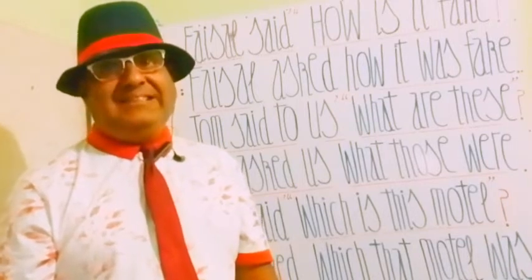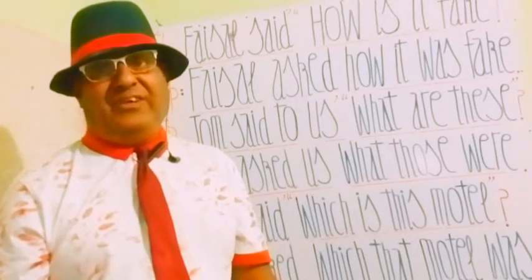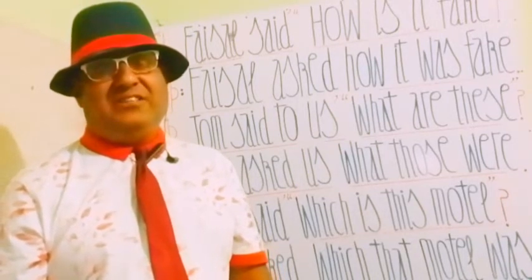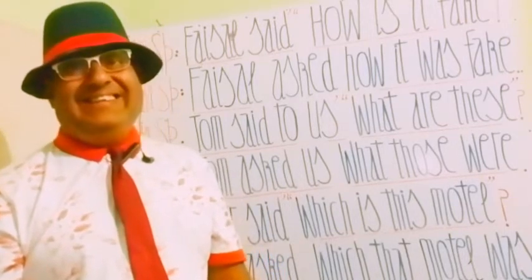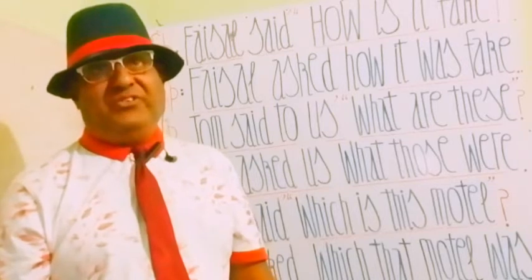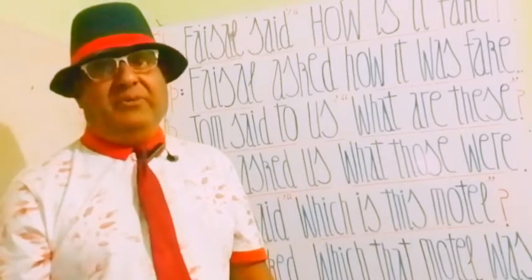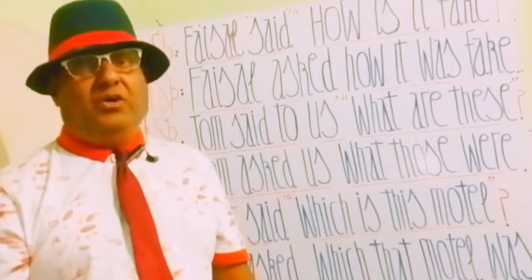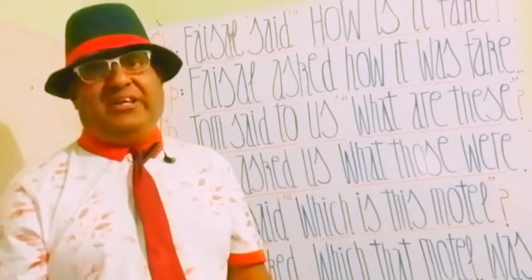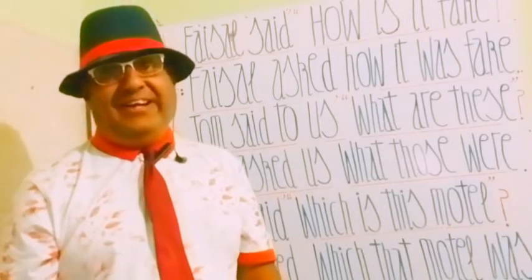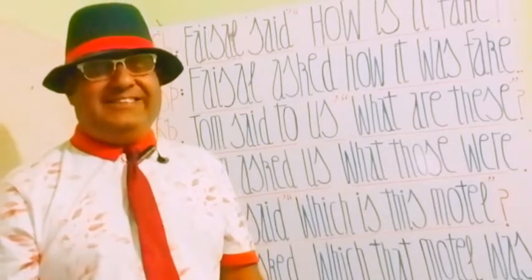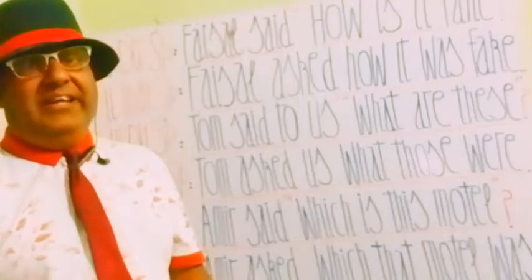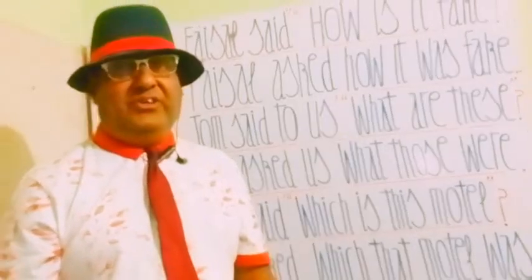Tom said to us, Tom ne humse kaha, comma, inverted comma start. What are these? Comma is closed, interrogative sign. Tom ne humse kaha, ye kya hai? Tom said to us, Tom ne humse kaha, comma start. And you see, what are these? Ye kya hai? Comma is closed, interrogative sign.